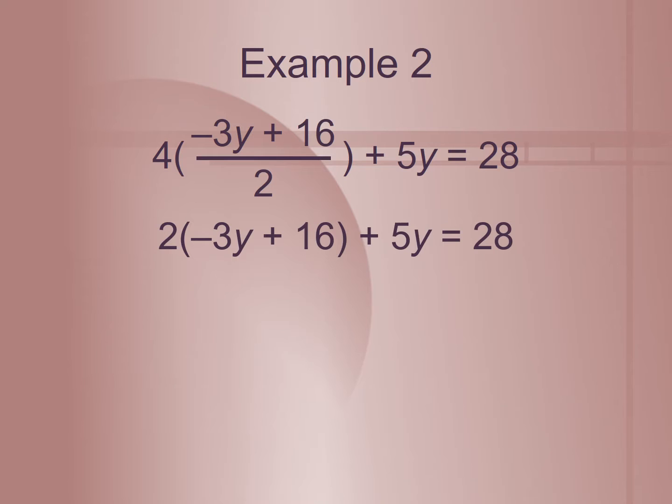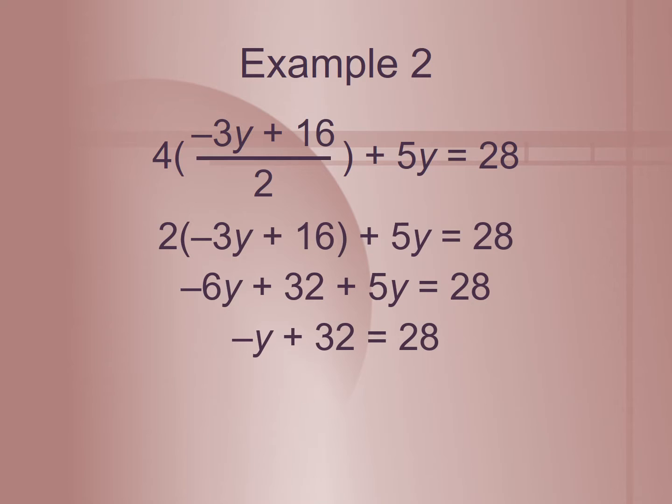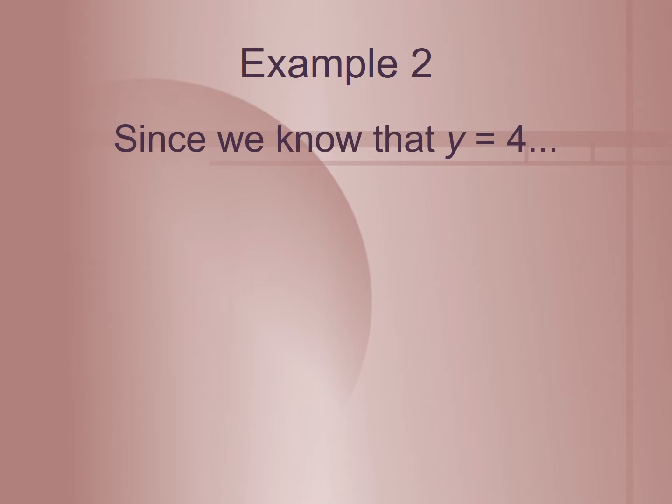We'll start with distributing the 2. So we have -6y + 32 + 5y = 28. Combine like terms. -6y + 5y is -y. Subtract 32 from both sides. 28 minus 32 is -4. We will multiply both sides by -1, so we'll get our positive y here. y = 4.